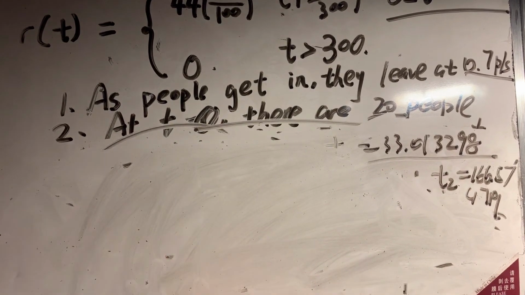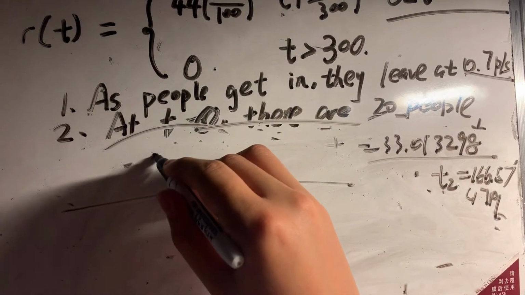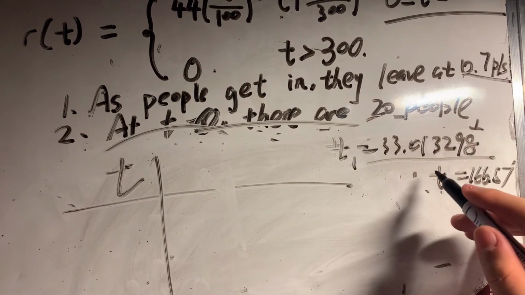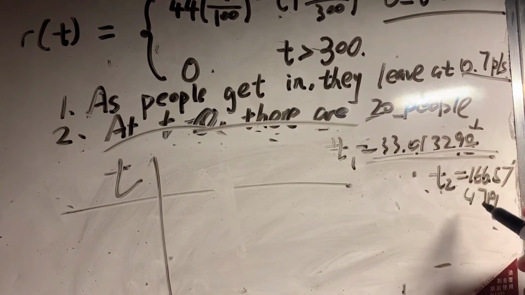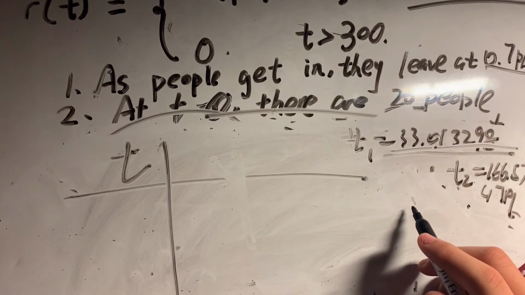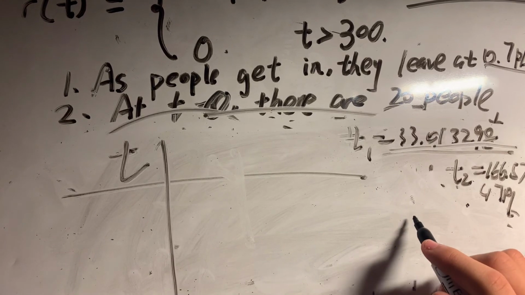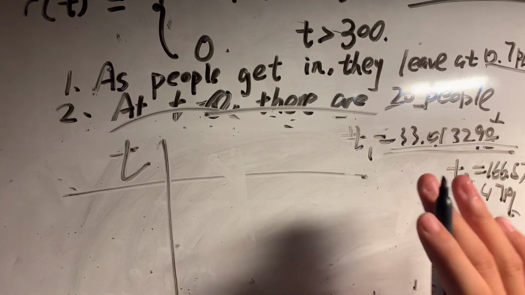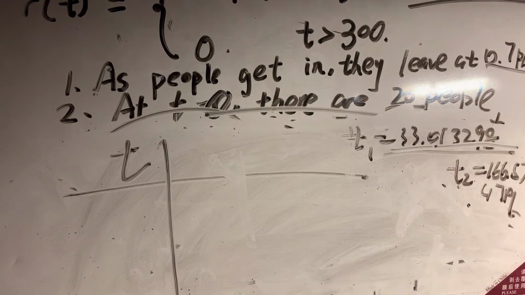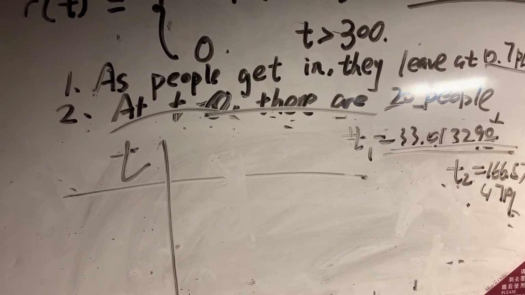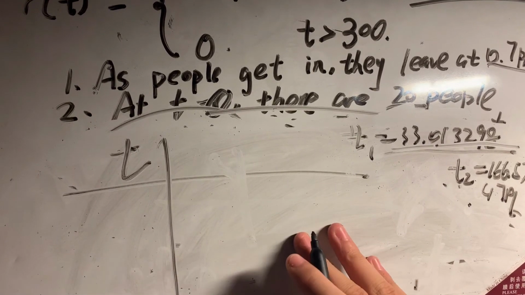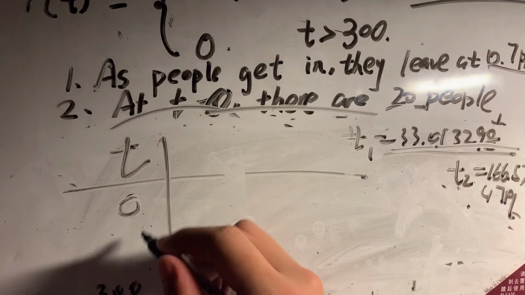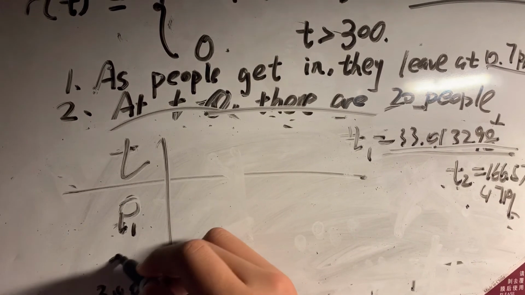Now we need to list out a table to find whether these two are maxima or minima. We also need to include the initial value and the final value, to see whether the initial value is the smallest or largest. So 0 and 300, T1 and T2.